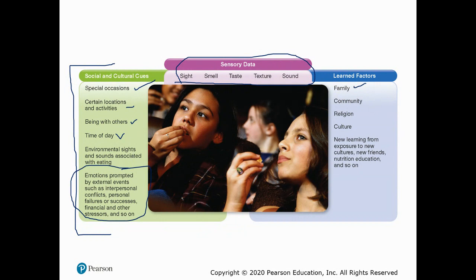So again, family, right? Most of us learn what to eat and how to eat from our family, whether it's healthy or not, right? Whether it respects hunger and satiety or doesn't. Same with our community, religion, certain culture, right? Certain cultures might influence what time we eat or what types of foods we eat or how much we eat.